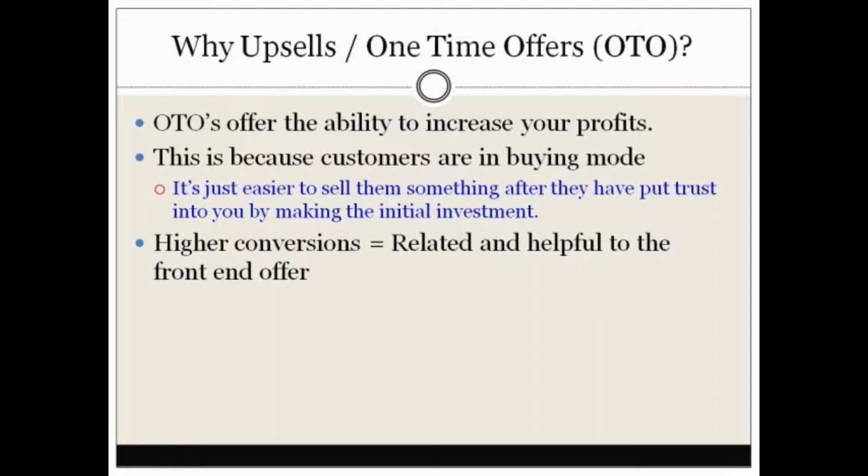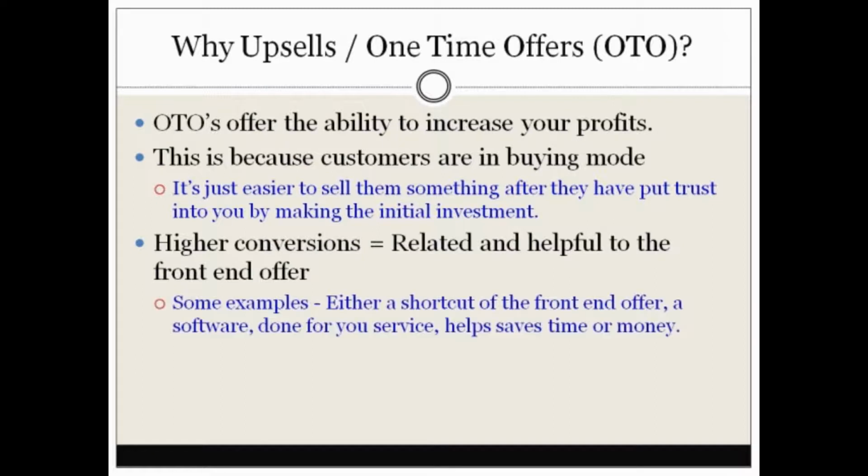If your one-time offer has nothing to do with your front-end offer, then you're actually going to get a lot lower conversions. Normally, conversions can range from anywhere from 50 to 75% when the offer is tightly related to the front-end offer. And that's just a secret that you can use right away.